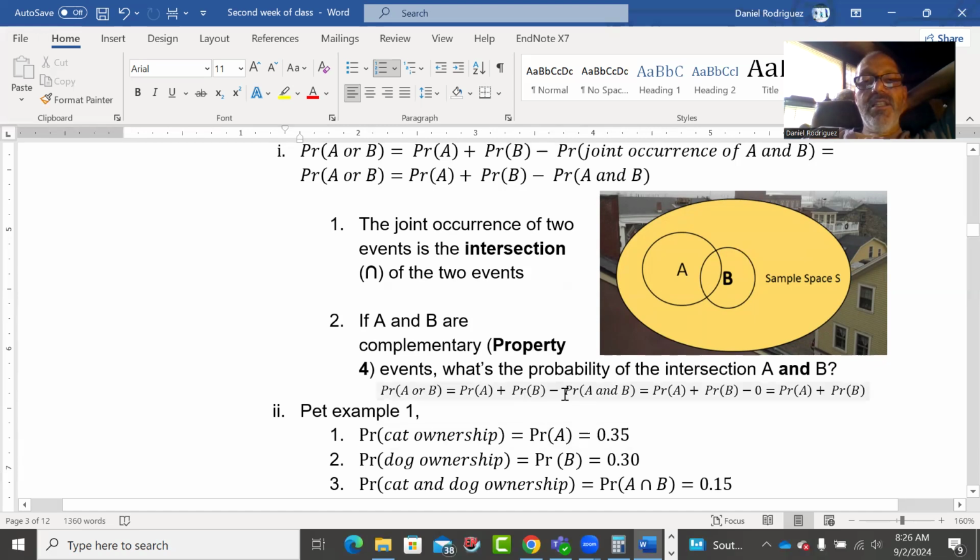When we have mutually exclusive events, there is no overlap. So those two circles will be separate, right? So then that overlap, probability of A and B occurring, would equal 0. So that's why the earlier equation I showed you was probability of A plus probability of B equals the probability of A or B. Okay.